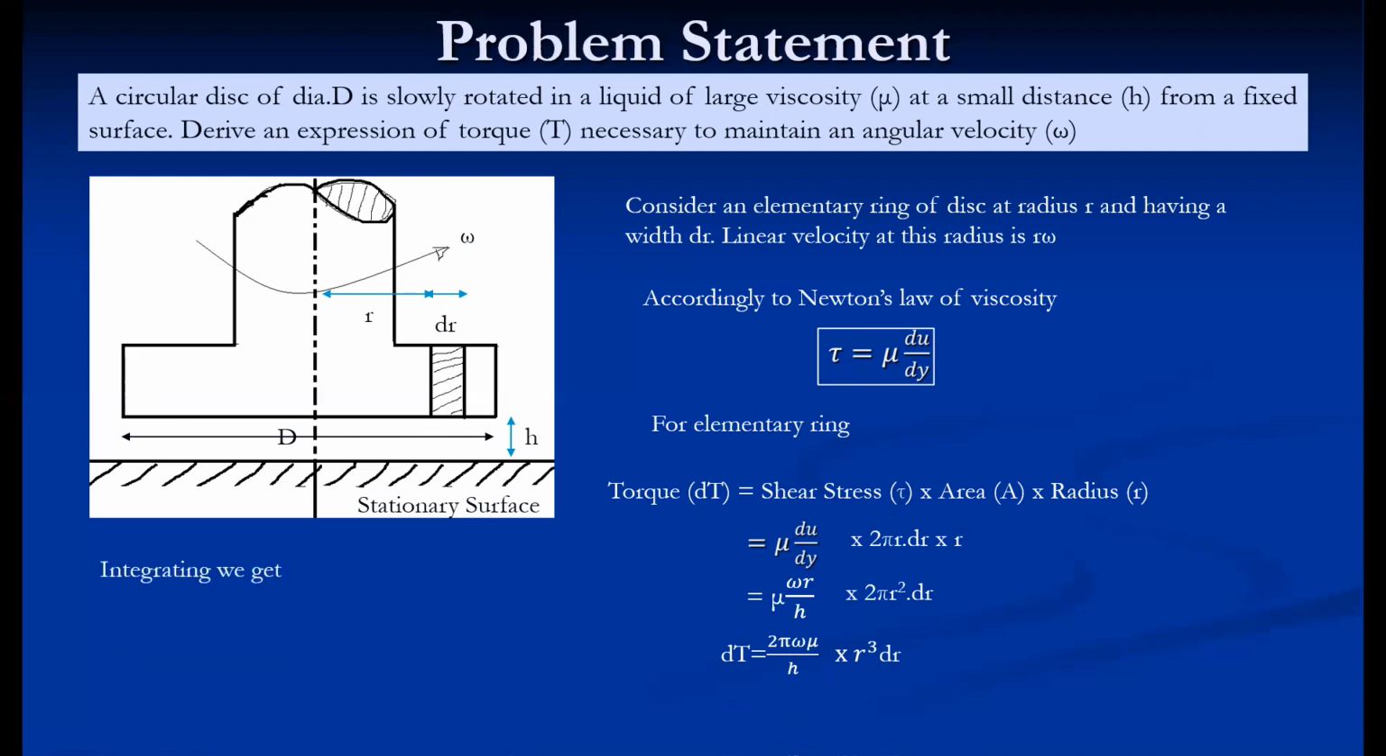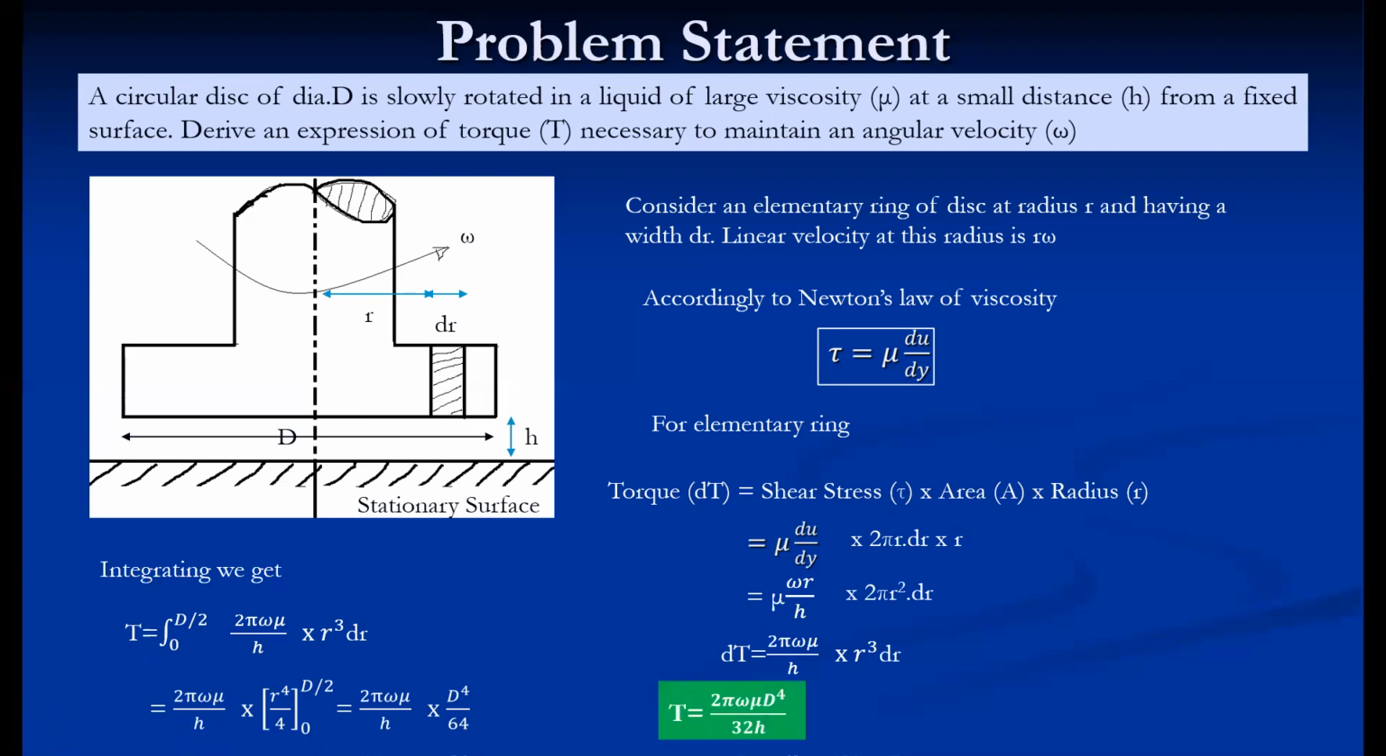Now if we integrate this with respect to r, because velocity is 0 here and maximum here, the limits of integration, because r is the variable, are 0 to d by 2. After integration and putting the limits, we get this expression. So tau is equal to 2 pi mu omega d raised to 4 by 32 h. So this is the expression.